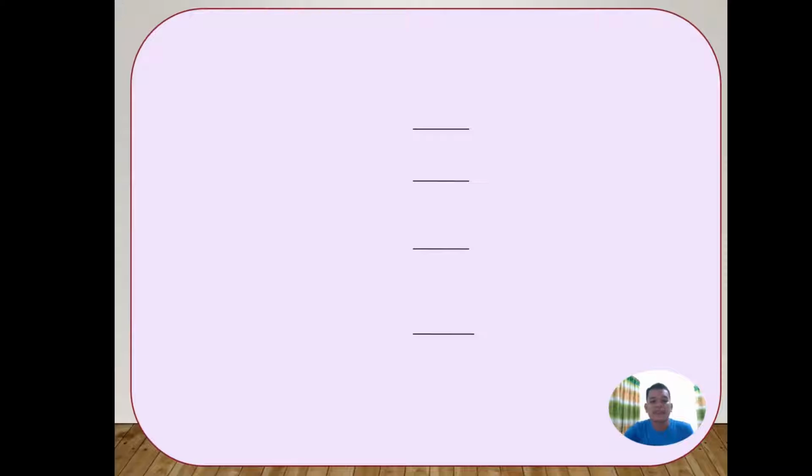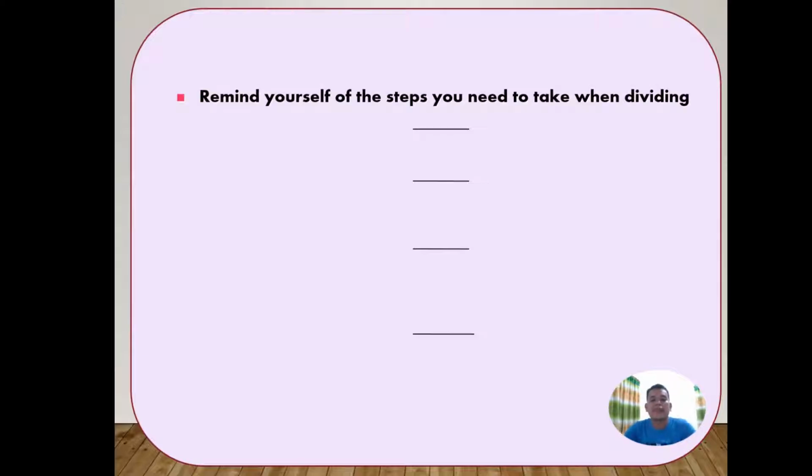So let's be reminded of the steps in dividing. The first step is divide. Let's take for example 1,722 divided by 21. Some of the common concepts when we are dividing: this one inside is called the dividend, and this one outside the house is called the divisor. The numbers that we are going to write on top of the dividend is the quotient, or the answer of division.